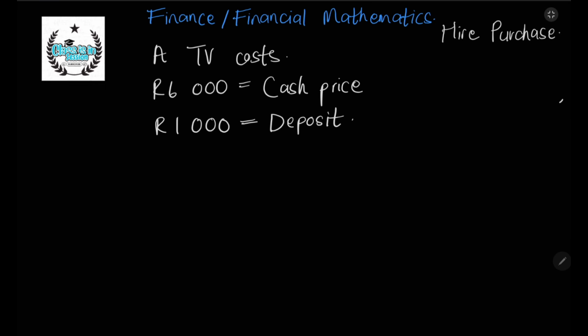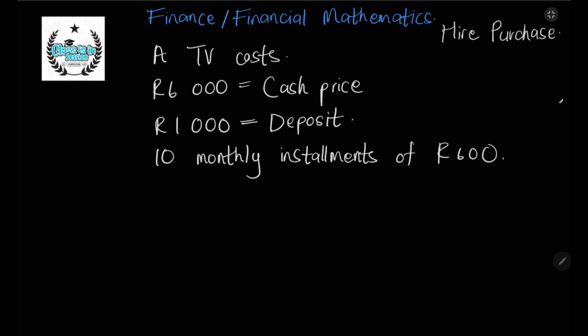So the store allows you to pay the 1,000 Rand deposit and then 10 monthly installments of 600 Rand. So how much will we pay in total? Remember, the television costs 6,000 Rand, but you currently don't have the 6,000 Rand. So the store tells you that you can pay 1,000 Rand and take your television home. However, you still need to pay 600 Rand 10 times, 10 monthly installments.